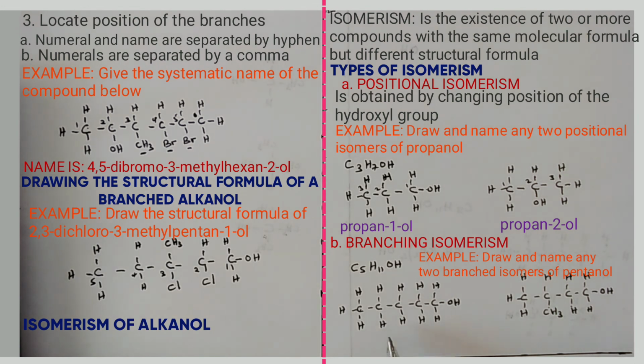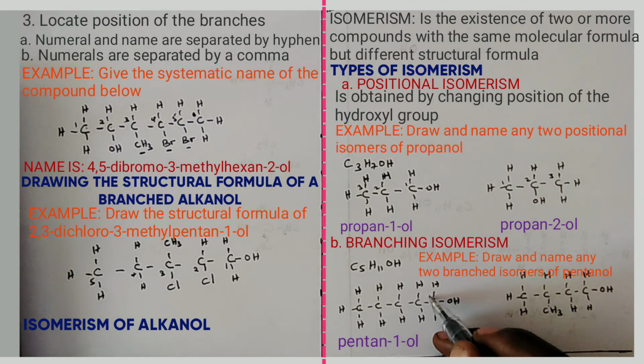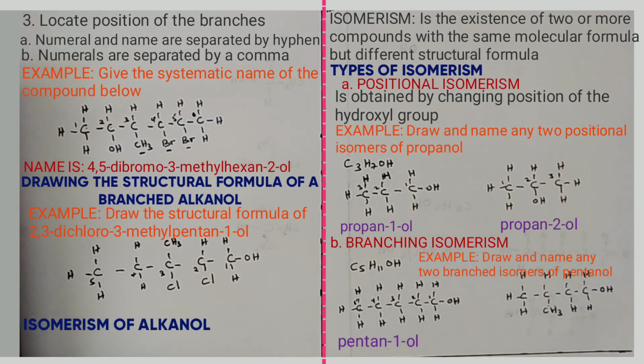Now, this first isomer is called pentan-1-ol. Number from here, 1, 2, 3, 4, 5. That is called pentan-1-ol. This one, I begin numbering from the OH. So I start here 1, 2, 3, 4. So the branch is 3-methyl, so it becomes 3-methylbutan-1-ol.